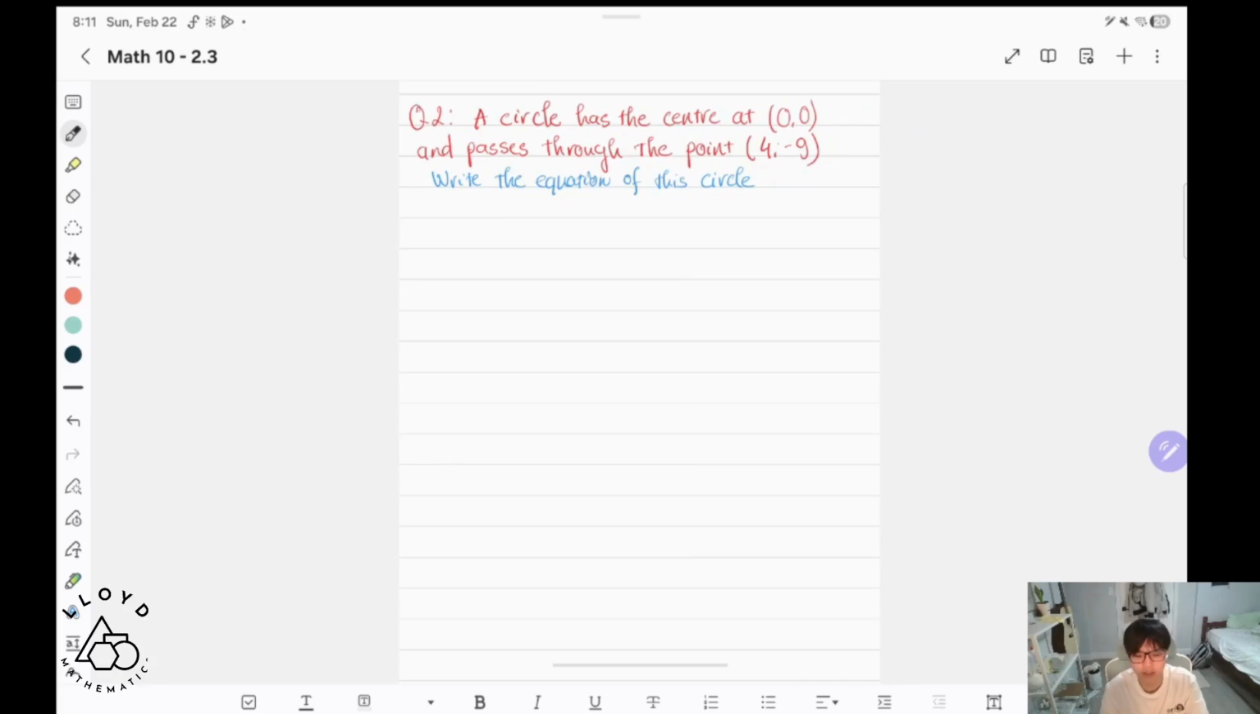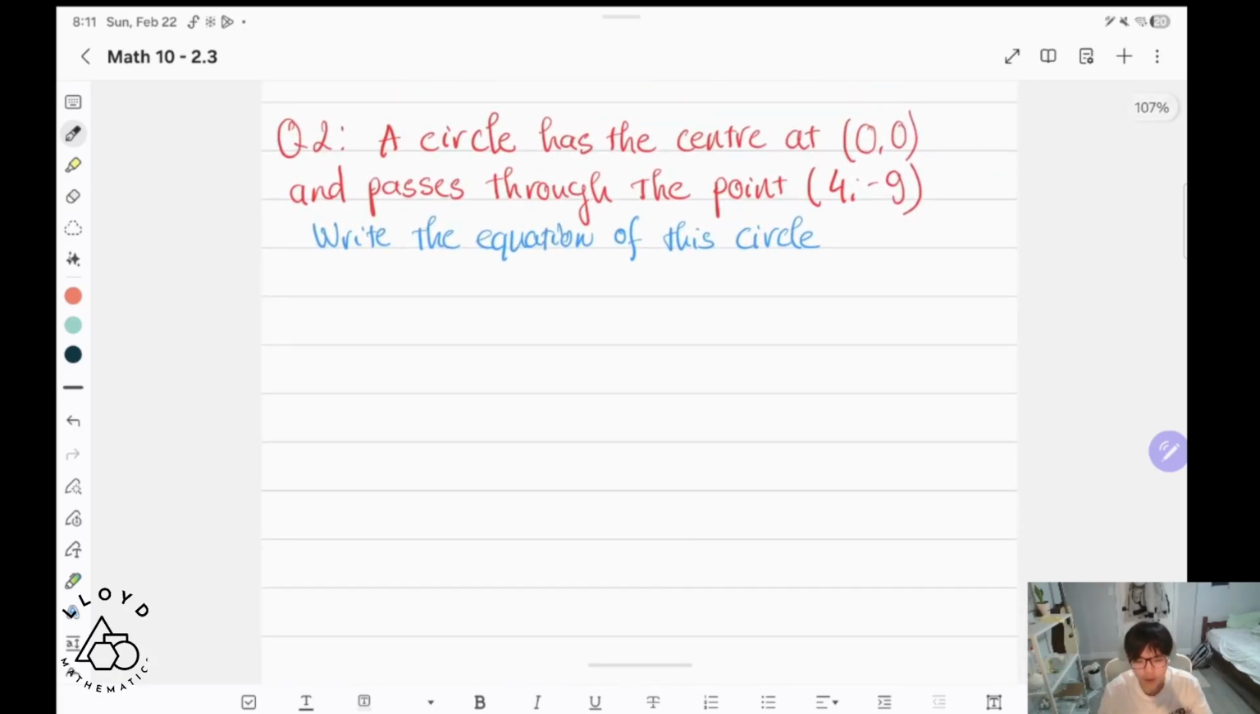So the second question which we will learn about is to write the equation of the circle with some given details. They give us the center at 0, 0, right? And the circle passes through this point, 4 and -9. So how can we find the equation of this circle? As you all know, if we need to find an equation of a circle, we need to know the center. And the second thing we need to know is the distance from the center to the point that it goes through, which is the radius.